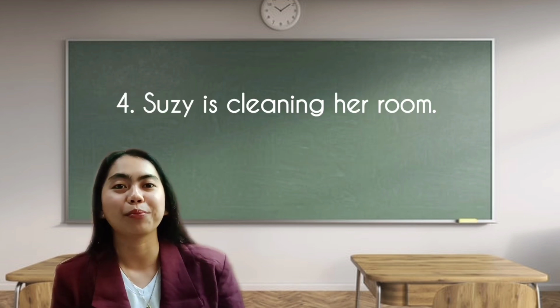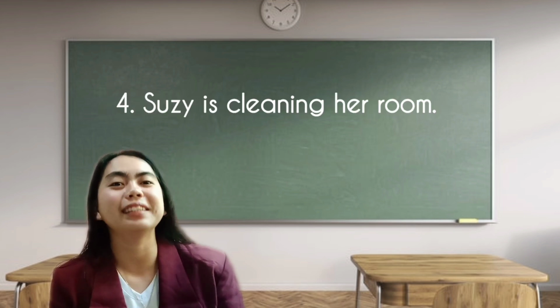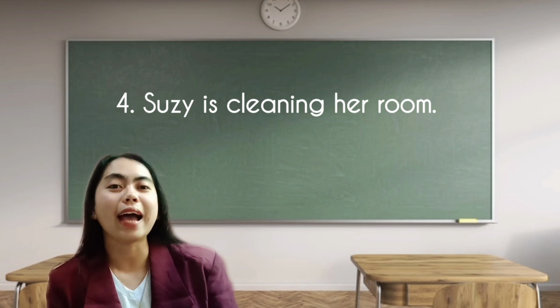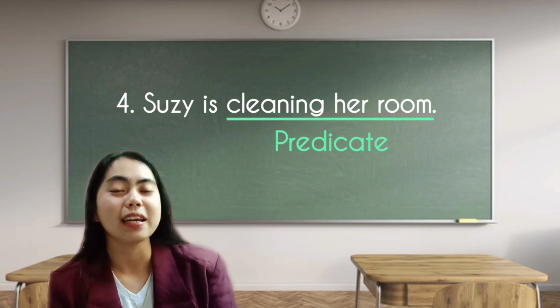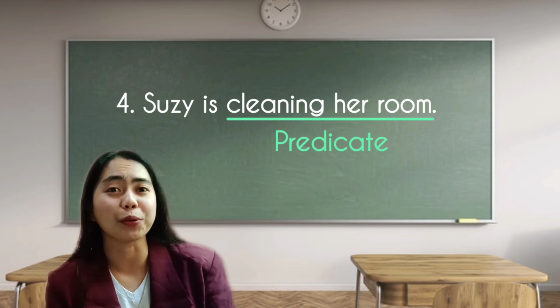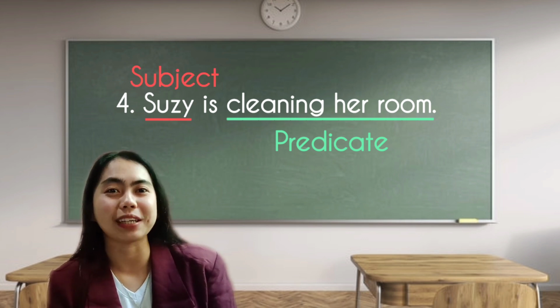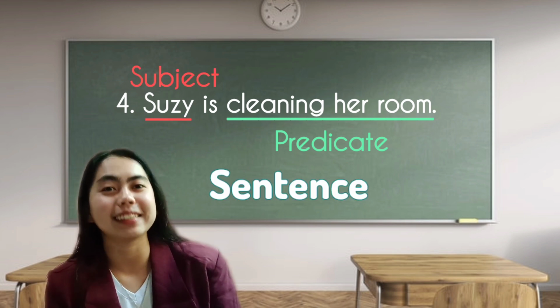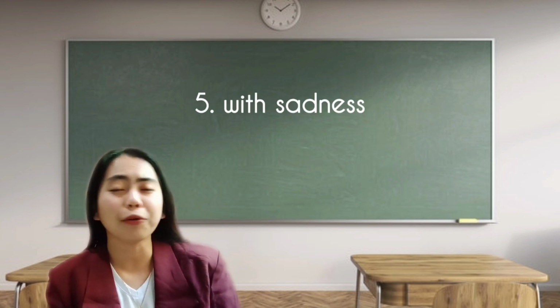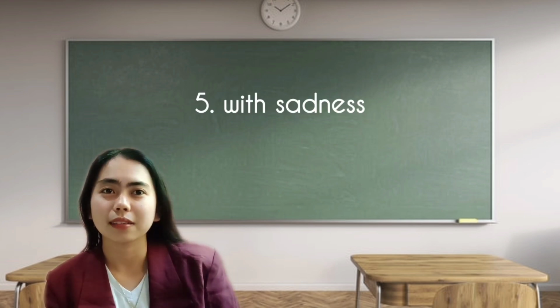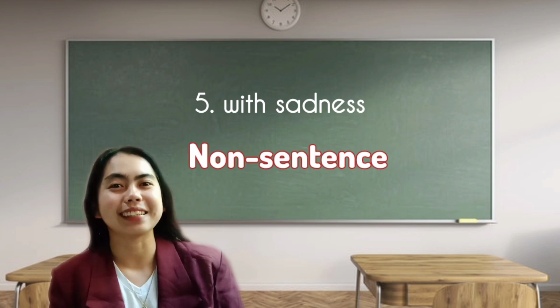How about number 4? Susie is cleaning her room. The action here is cleaning her room, therefore that is our predicate. And who is cleaning her room? Yes, it is Susie, therefore this is a sentence. How about number 5? Is it a sentence or a non-sentence? You're right, it is a non-sentence.